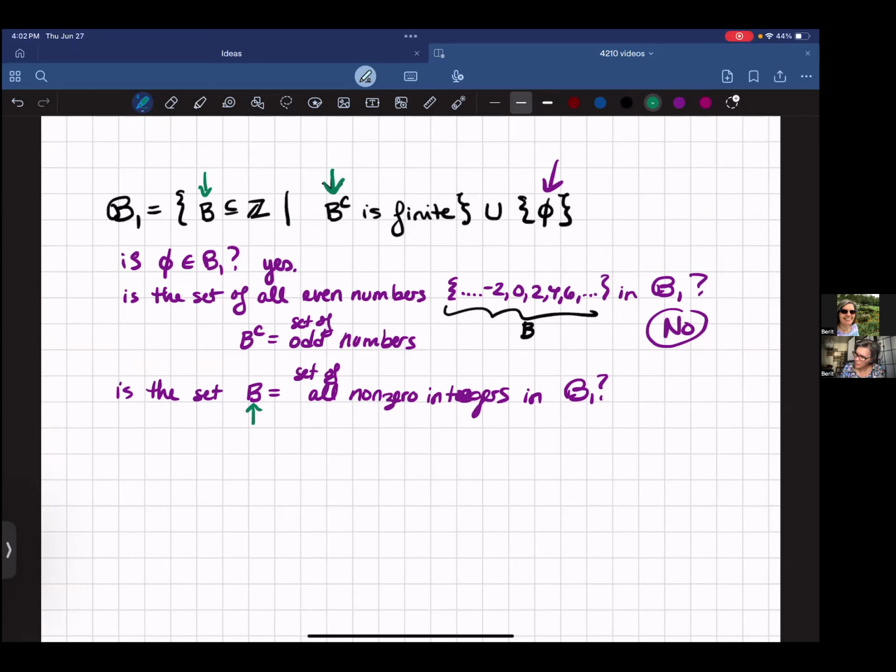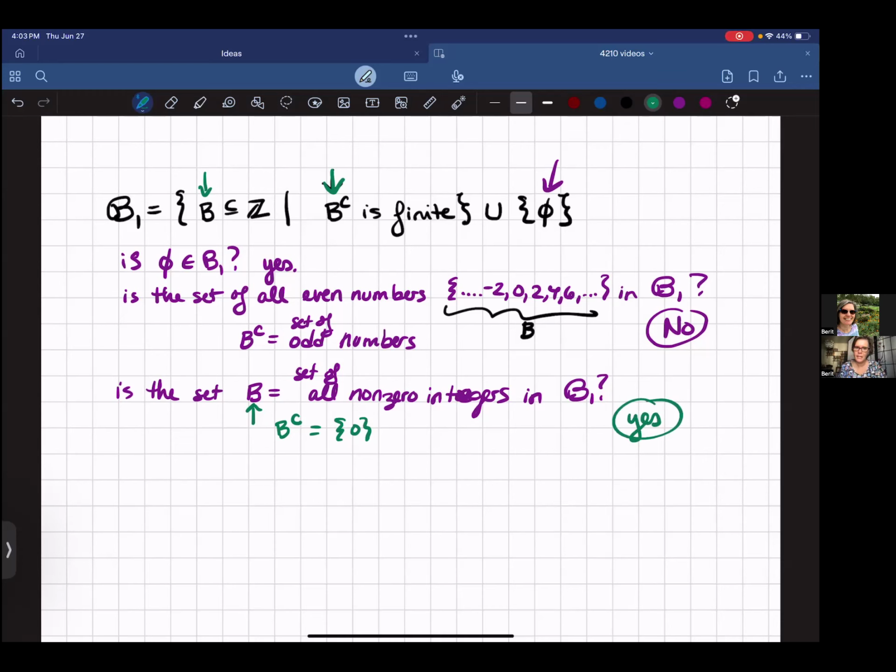So what is B complement? B complement, the set of all non-zero integers. So what's the integers that are not non-zero? Not non-zero would mean 0. So B complement is just 0. Is that a finite set? How many elements does that have? 1, which is a finite number. Okay, so that only has 1 element, so that is finite. And so this one, I would say yes.